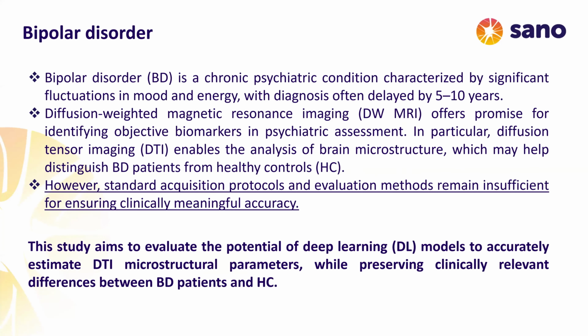Bipolar disorder is a chronic psychiatric condition characterized by significant fluctuations in mood and energy, with diagnosis often delayed by 5 to 10 years. Diffusion-weighted magnetic resonance imaging offers promise for identifying objective biomarkers in psychiatric assessment. In particular, diffusion tensor imaging enables the analysis of brain microstructure, which may help distinguish bipolar disorder patients from healthy controls. However, standard acquisition protocols and evaluation methods remain insufficient for ensuring clinically meaningful accuracy.